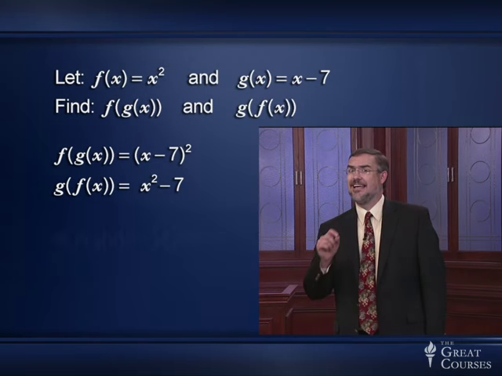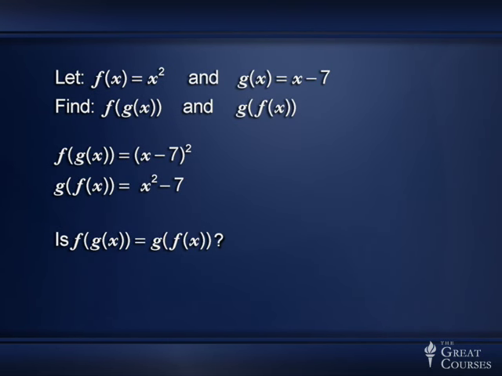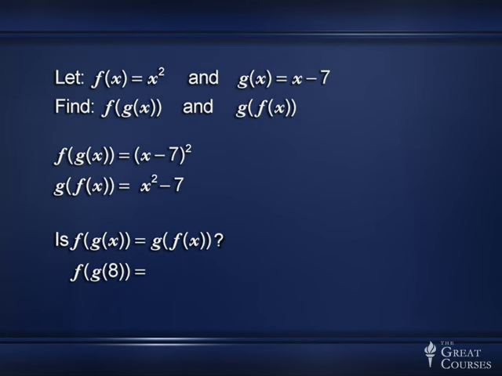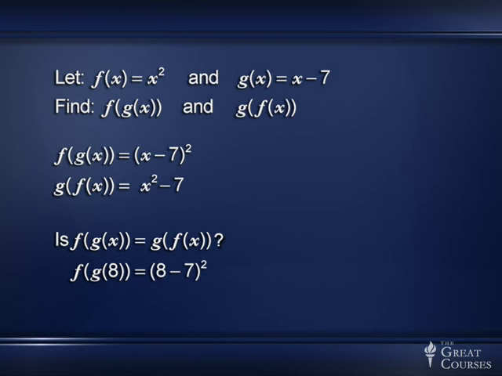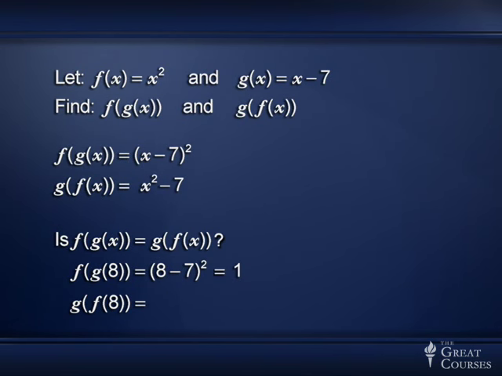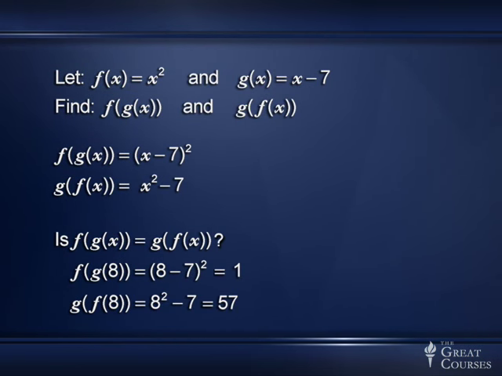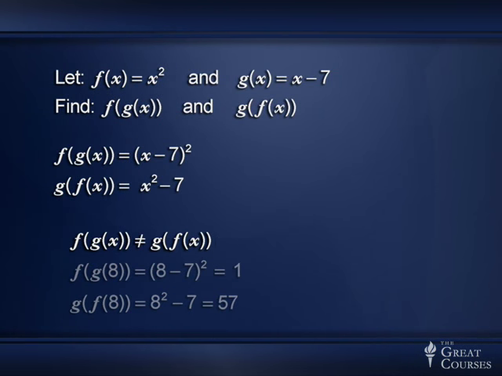Now, here's a question. In this example, is f of g of x equal to g of f of x for every value of x? So let's plug in x equals 8 into both functions and see what we get. f of g of 8 equals (8 − 7) squared, which is 1 squared, which is 1. While g of f of 8 equals 8 squared minus 7, which is 64 minus 7, which is 57. Notice that these two output values are different. So f of g of x is not equal to g of f of x in this case.